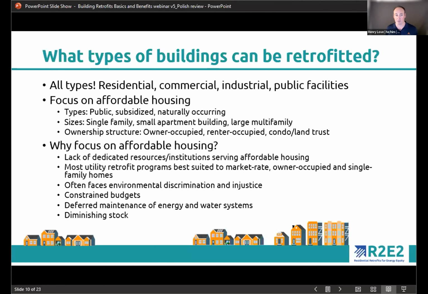Affordable housing has many constraints on its budgets, whether it's subsidized or naturally occurring, and trying to maintain a low rent. And that can lead to deferred maintenance of energy and water systems that can cause damage, health and safety issues, or other costs that can make it difficult to justify investing in energy efficiency. And in many places, there is a diminishing stock of affordable housing.